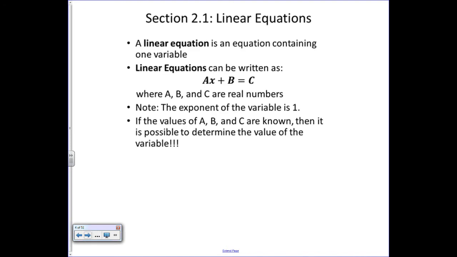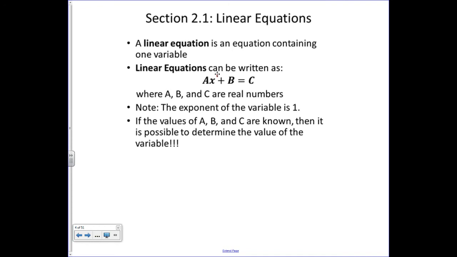One of the most basic types of equations is known as a linear equation. A linear equation contains one variable. We can write linear equations in the form ax plus b is equal to c, where a, b, and c are all real numbers. Note that the exponent of the variable x in this problem is 1. For all linear equations, the exponent is going to be 1.